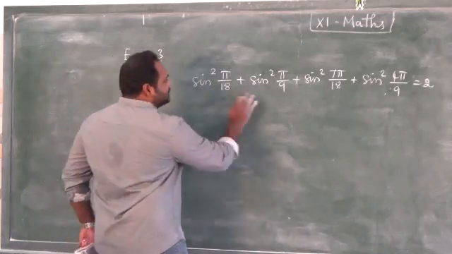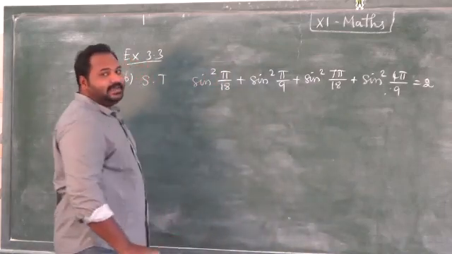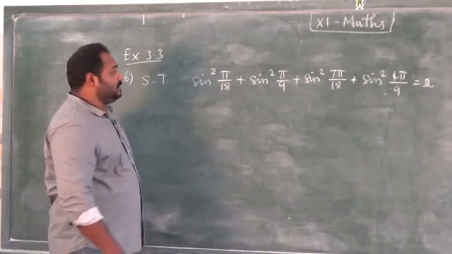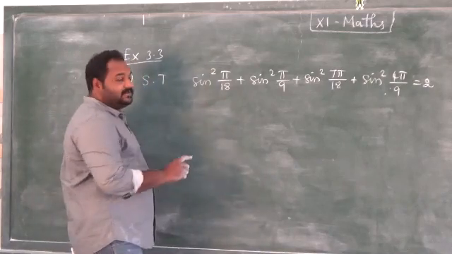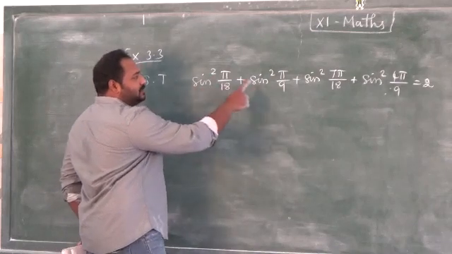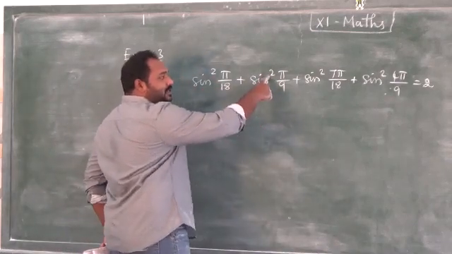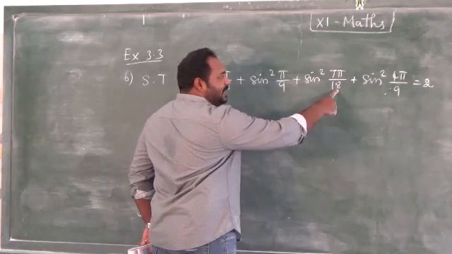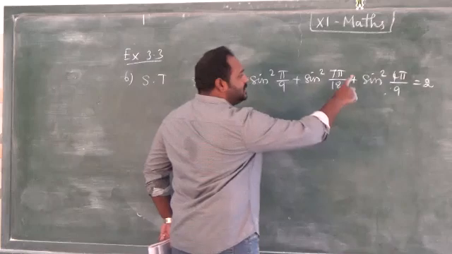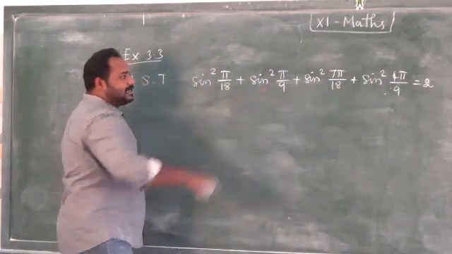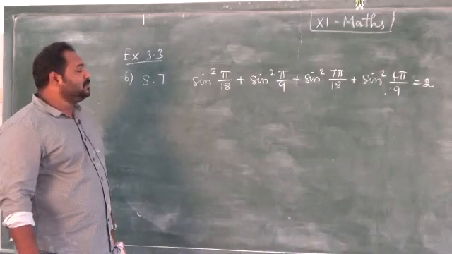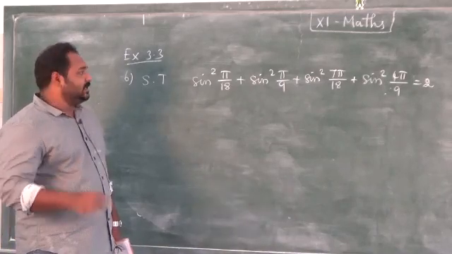But here if you see, all these sine square trigonometric ratios are given. The normal procedure is we have to find the pi by 18 value and square it, then the pi by 9 value and square it, then 7 pi by 18 value and square it, and 4 pi by 9 value and square it, add all these values, and finally we will get 2. It is such a big problem, but here I am going to make it the easiest problem.